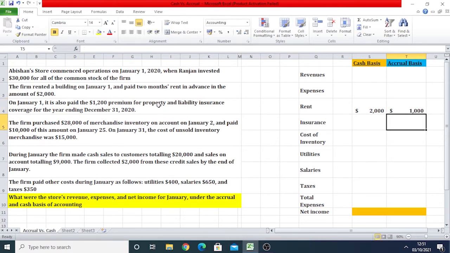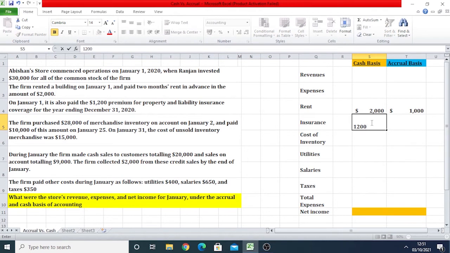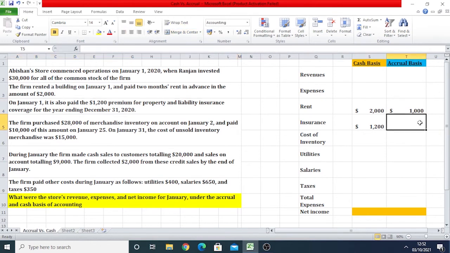On January 1st, it also paid the $1,200 premium for property and liability insurance coverage for the year ending December 31st, 2020. Under cash basis accounting, the business will record the entire amount, $1,200, as an expense in January. Under accrual accounting, insurance expense is spread out over 12 months, and each month, 1/12 of the total insurance cost is expensed. 1/12 of $1,200 is equal to 100. Therefore, the business will record 100 as insurance expense for January.